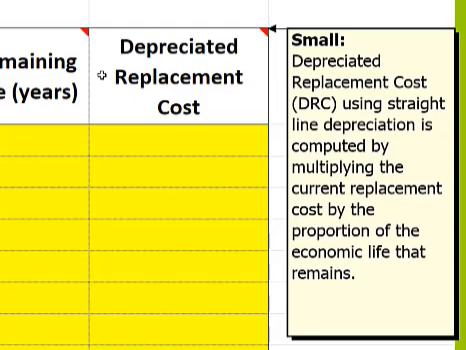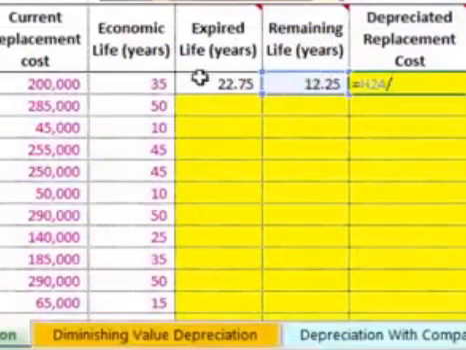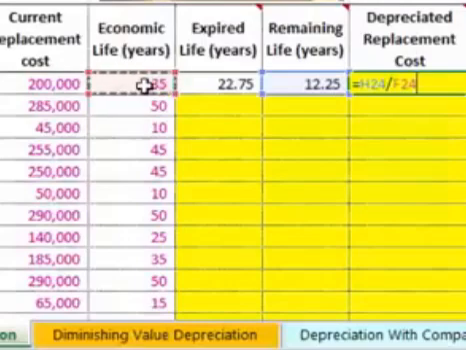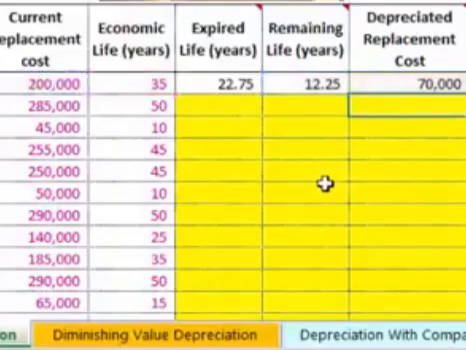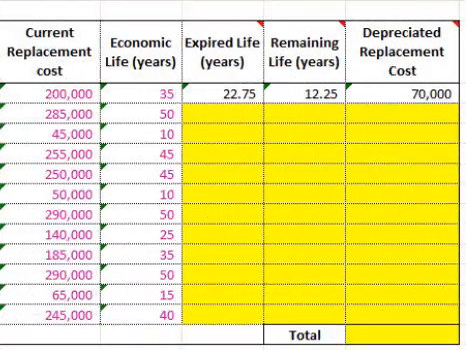We're going to write that as an equation. So we're going to say equals the remaining life divided by the full life, so that's the proportion of the life remaining, times the current replacement cost. That gives us $70,000. They're the three equations. All we need to do now is fill those down and sum them, and the job's done. Very easy.